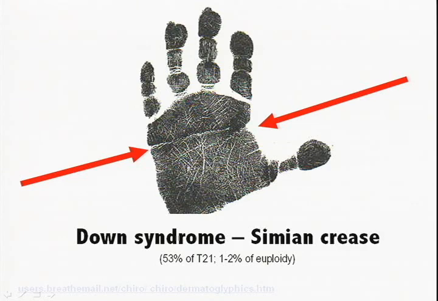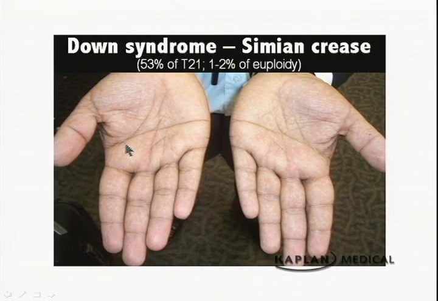This is looking at the simian crease, which is not found in all Down syndrome, but at 53%. 1 to 2% of normal people will have this over here. And here we have a simian crease in an intelligent physician who just happens to have the simian crease. But it is found more commonly with Down syndrome.